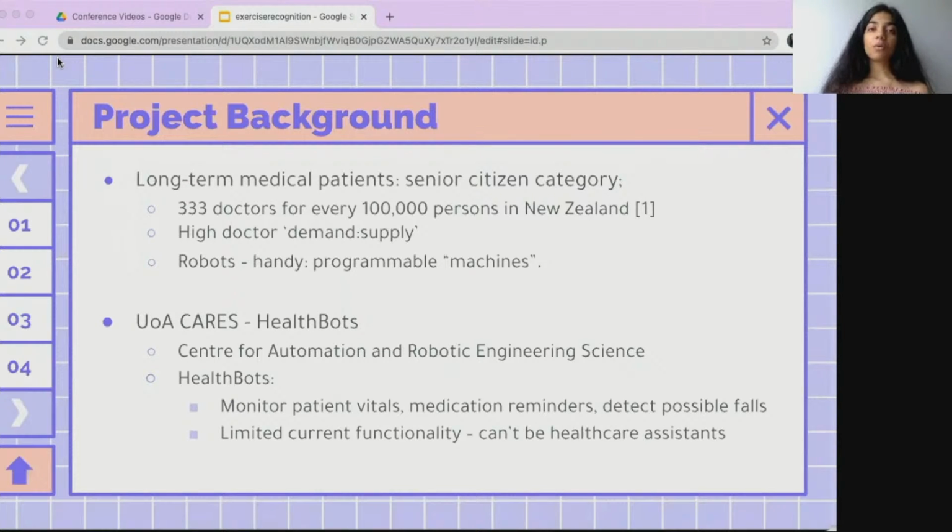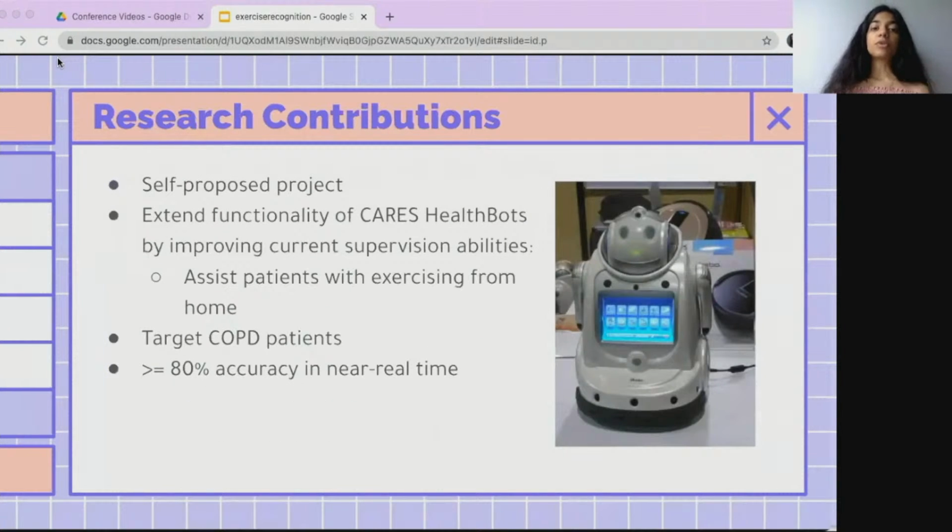The University of Auckland's Centre for Automation and Robotic Engineering Science, abbreviated as CARES, has health robots like Charlie and iRobi, which specialize in healthcare systems. They monitor the health status of patients, provide medical assistance, and detect falls. However, their current functionality is limited, and therefore they cannot become full-time healthcare assistants. This project was hence pitched as a motion recognition system for stroke rehabilitation.